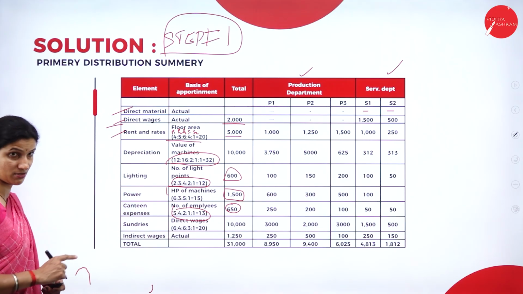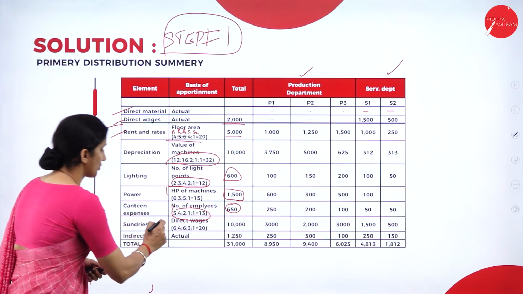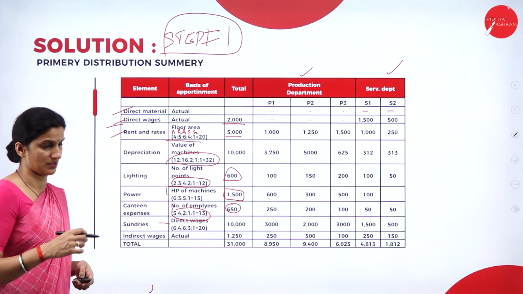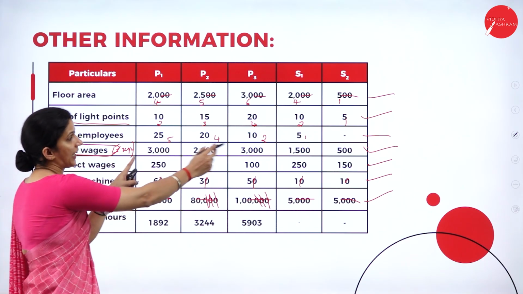And then we have sundries. That means it is the general overhead or the stores overhead. So your basis is direct wages. Here, for your direct wages, we will take this ratio.